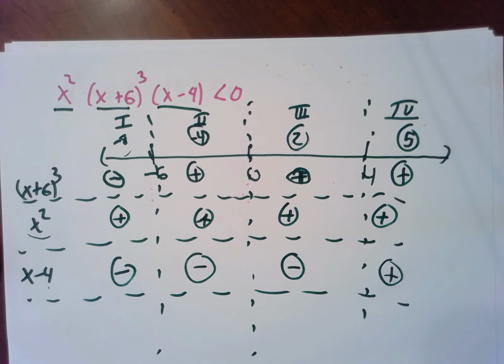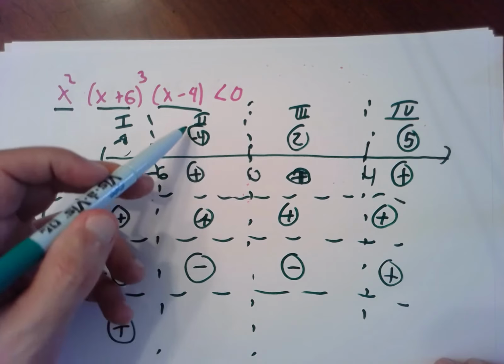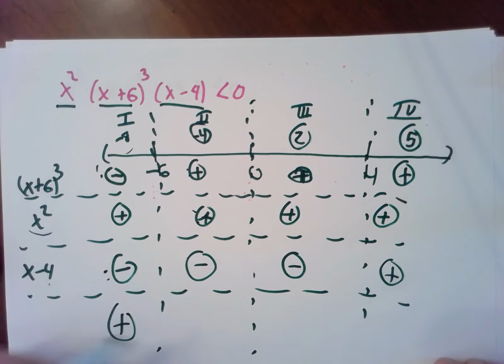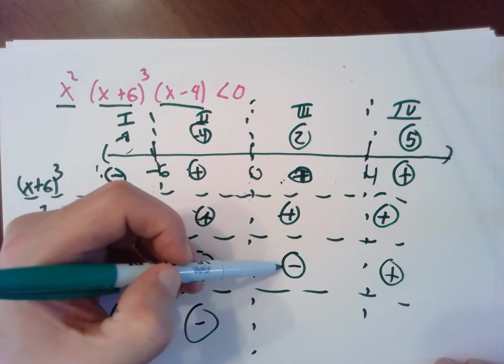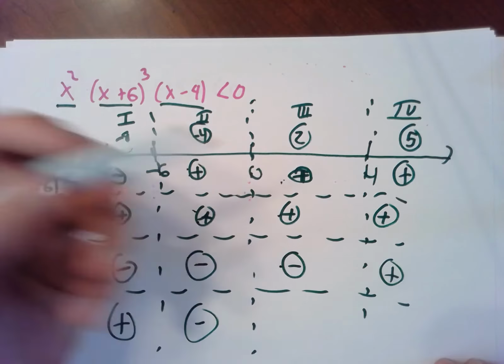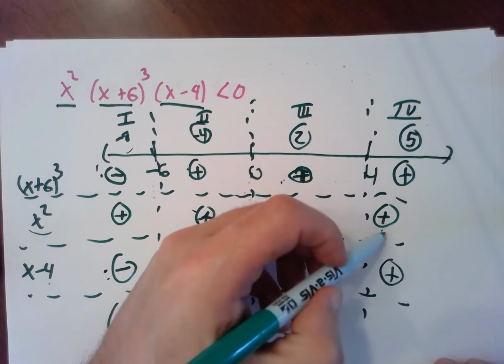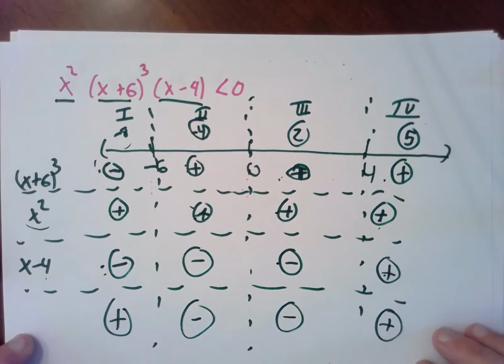An even number of negatives is positive, an odd number of negatives is negative. A negative times a negative is a positive. In this region, 2 positives, still positive, times a negative is a negative. Here, 2 positives times another negative, or just one negative, is a negative. And over here, positive, positive, positive is positive.